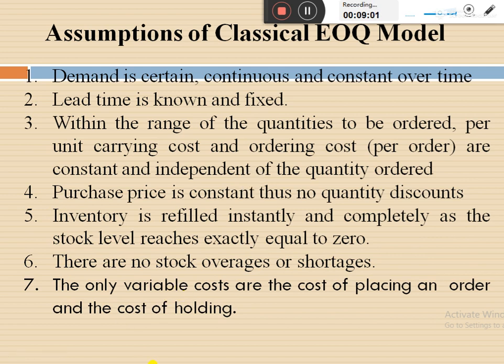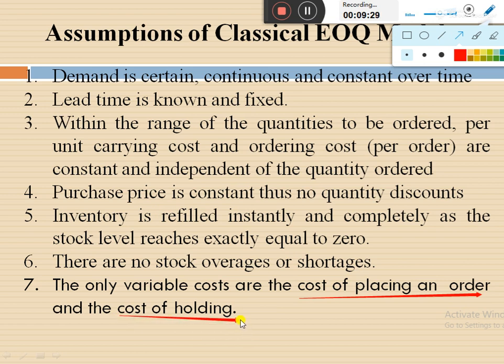the only variable costs are the cost of placing an order and the cost of holding the inventory in stocks. It means the management would focus on the cost of placing an order and the cost of holding or carrying the inventories in the stock, because all the remaining costs are fixed or considered as fixed in this model.